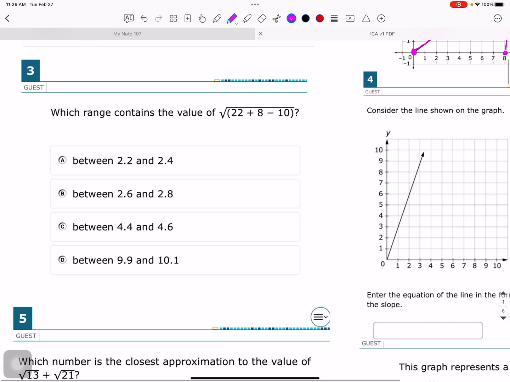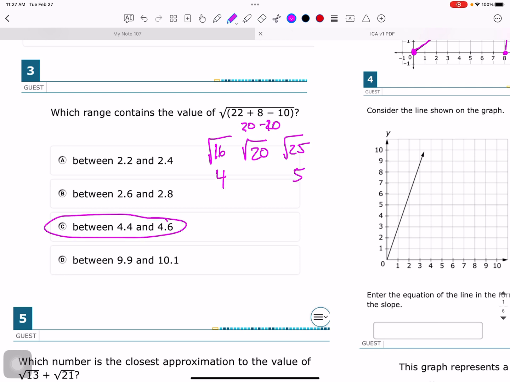Number 3, 22 plus 8 is 30. Minus 10 is 20. So what is the square root of 20? Well, I know 16 and I know 25. So this is between 4 and 5. The only answer that's anywhere between 4 and 5 is right there.